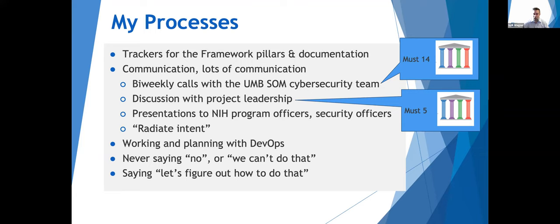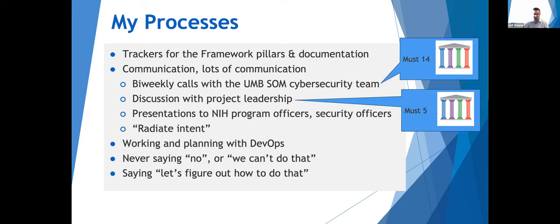So as I said, I started having biweekly calls with the University of Maryland School of Medicine cyber team. I would update the project leadership with what's going on. I gave a few presentations there. We had a couple more calls with the program officers and security officers, and they agreed that, because it wasn't clear what would be required to be an ATO, because we're not a federal system, it wasn't explicit. And we're not currently holding the type of data that would require a higher level of security. It's like, let's put in just the right level of effort.